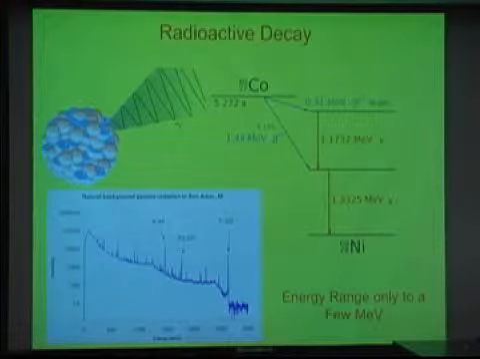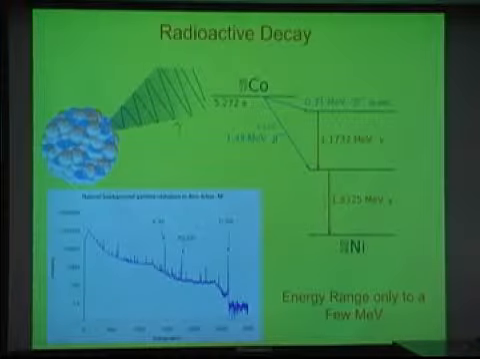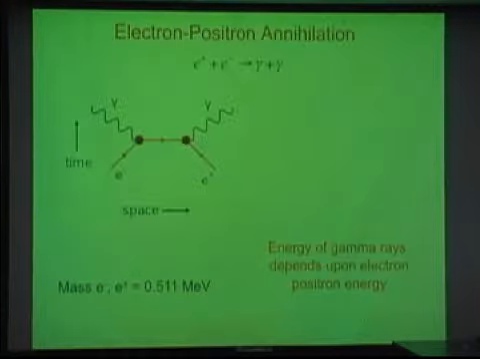Radioactive decay is associated with the rearrangement of the nuclear levels in a nucleus, and the typical energy range is from low keV to mega electron volts. Not so relevant to astrophysical gamma rays, with the exception of maybe supernovas. The other process is electron-positron annihilation, where an electron and its antiparticle combine and produce 2 photons. The energy of these gamma rays is going to depend on the electron and positron energies. The electron and positron masses are about a half a MeV.